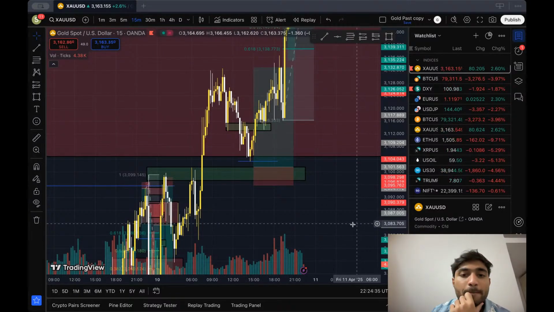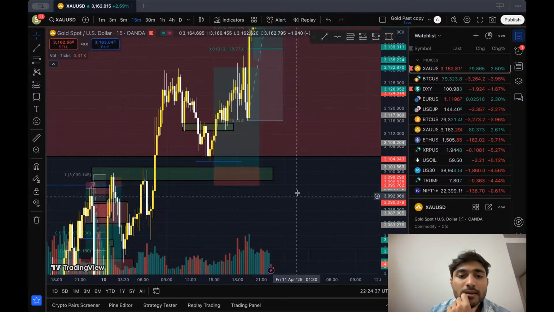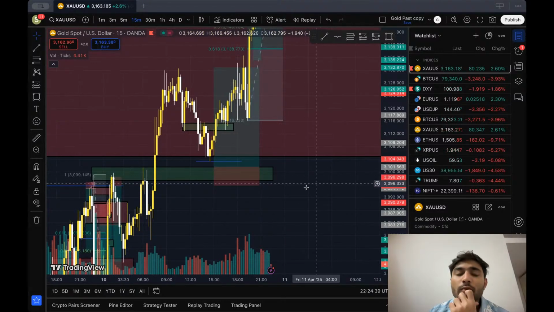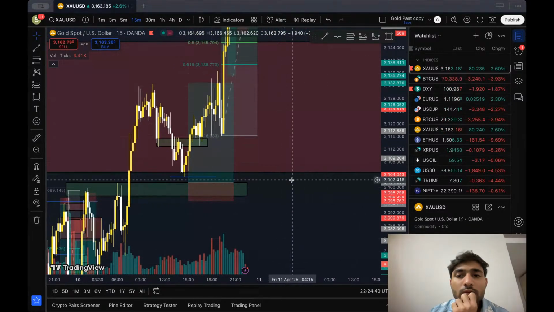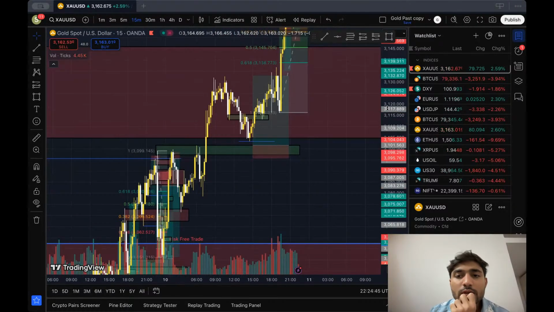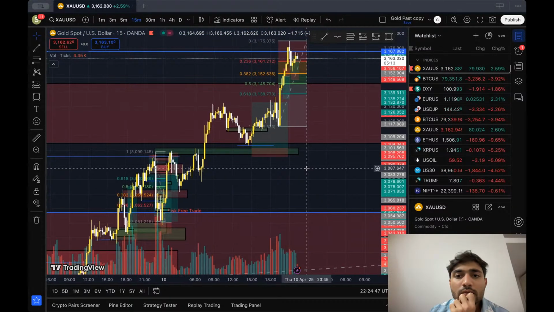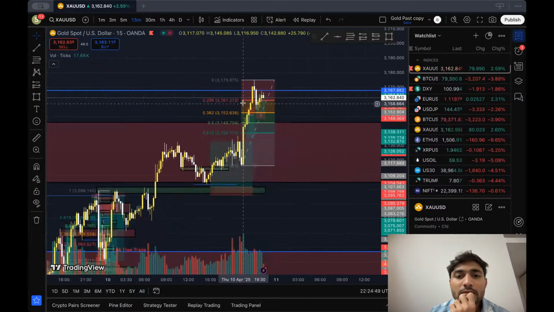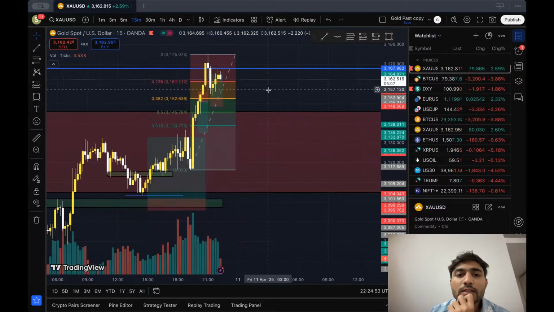So maintaining that, and what else is there? Let me look at my trades, but let's do the analysis and know what's happening. So I think it's taking resistance from the last all-time high.